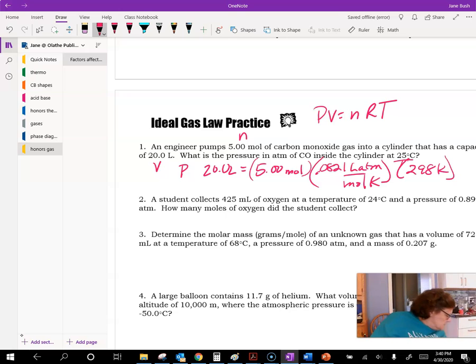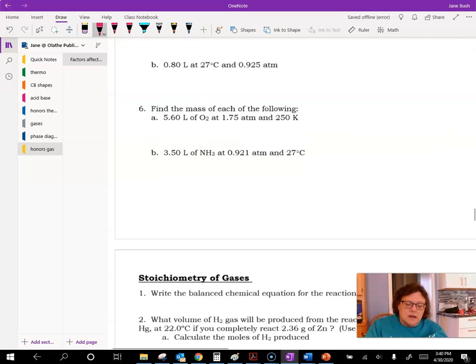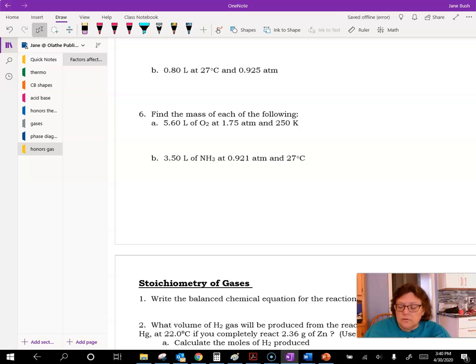Okay? Yes, Ted. Hi. If you are more comfortable with the math, to rearrange this instead of setting it up this way, you can do whatever you want to do. So that's how we use the ideal gas law. I will come back and do another video on stoichiometry.